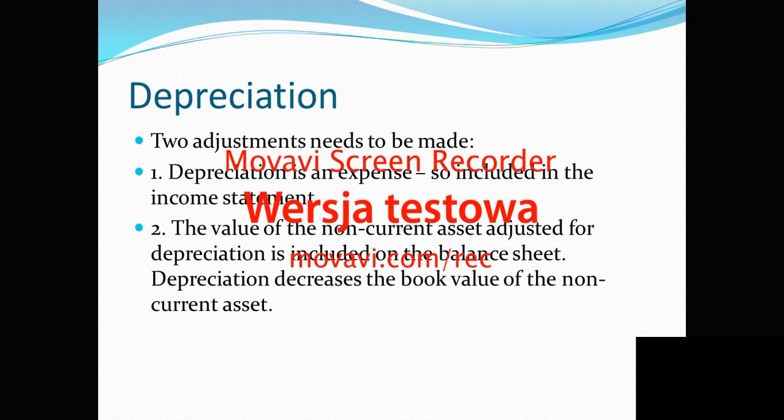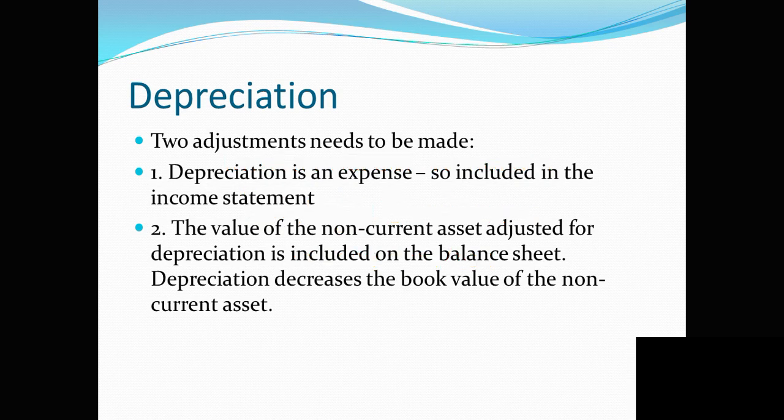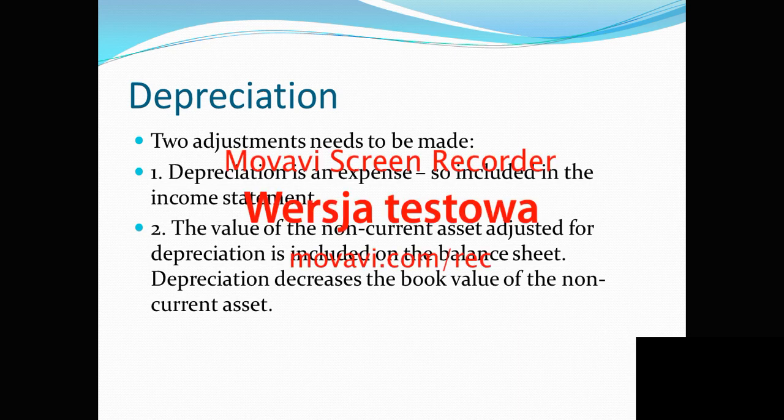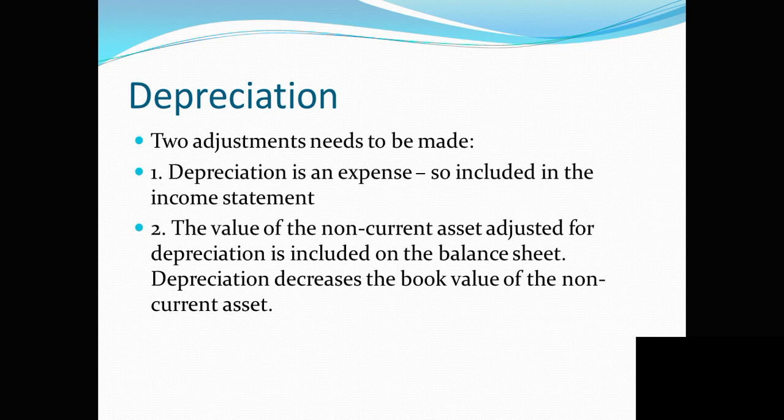So after calculating depreciation, you need to make two adjustments. One is the depreciation expense. So the depreciation expense, the amounts that you calculate, will go into the income statement as depreciation for that accounting period, for that year. And the value of the non-current asset adjusted for depreciation is included on the balance sheet. Depreciation decreases the book value of the non-current asset. So for the calculated amount, you decrease the book value of the non-current asset.